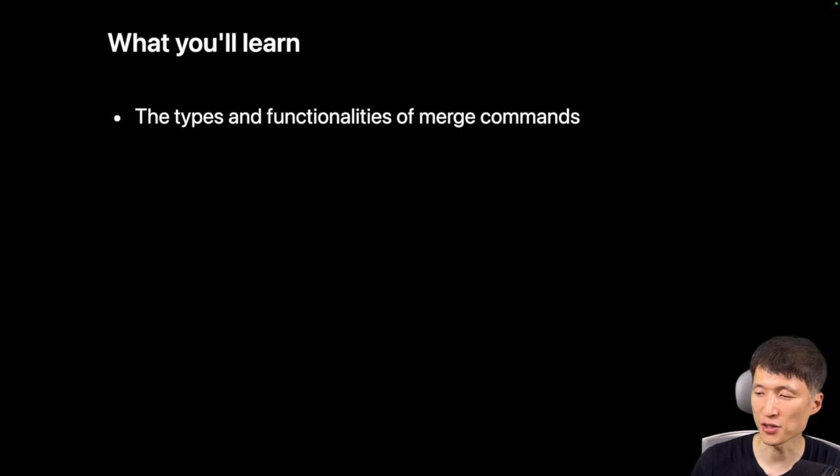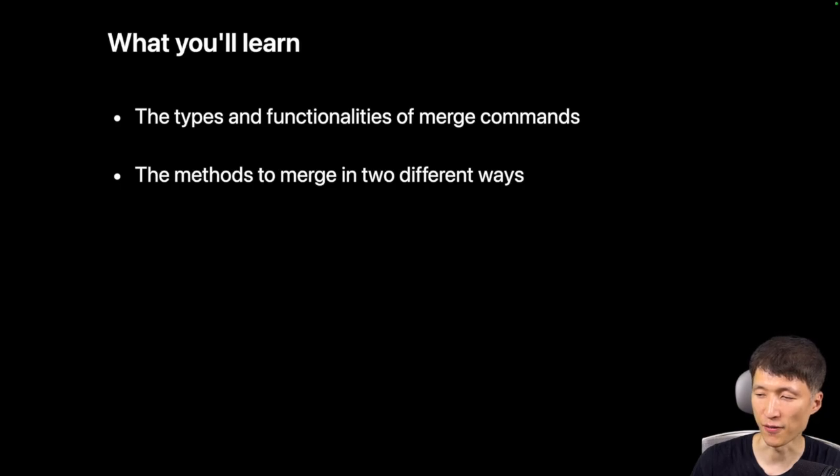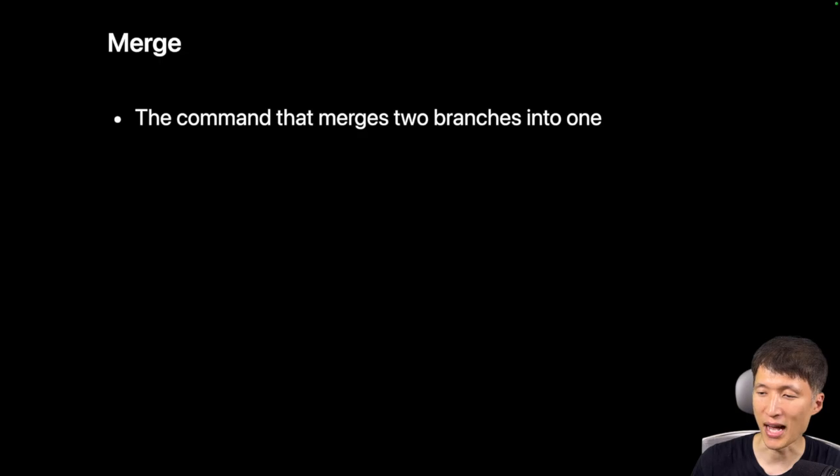By the end of this lecture, you will understand the types and functionalities of merge commands in Git, and you'll be able to use a merge in two different ways. Let's get started. Merging is the command used to integrate changes from one branch into another.